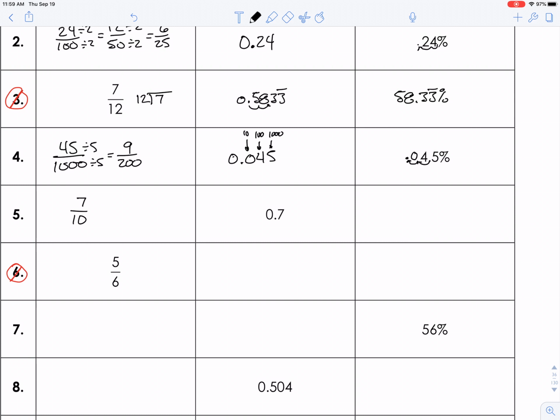Now, to turn that into a percent, I take that and I move it 2 to the right. Well, I only have one place. Well, guess what? I add a 0. Now I have to move it 2 places. Every time you move it 2 places, if you run out of numbers, add a 0 in there. So we get 70%.